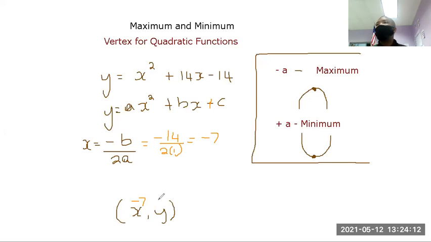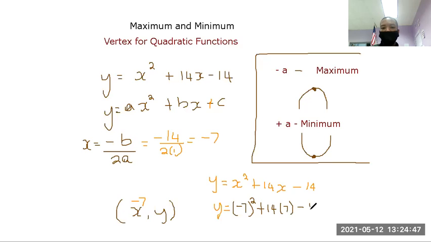Now, that's just the x value. So in order to figure out the y value, I need to take my x value and put it back into my equation. My equation states that y is equal to x squared plus 14x minus 14. So I take my negative 7 and I put it where x is. I remember whenever I'm doing this, I put it in parentheses. Negative 7 squared plus 14 times negative 7 minus 14.